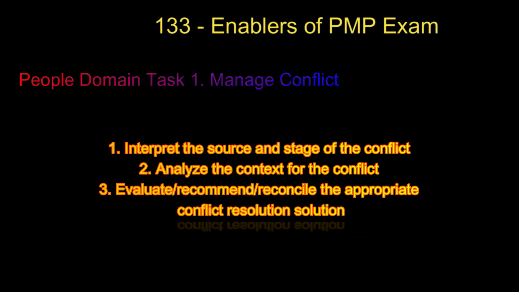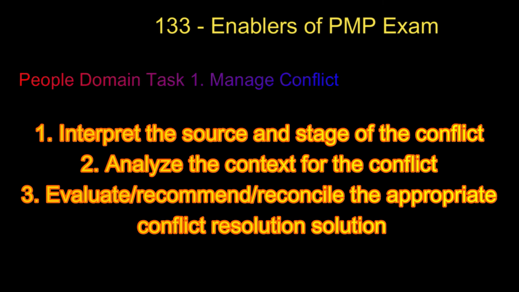People domain task 1, manage conflict, has 3 enablers. First, interpret the source and stage of the conflict. Second, analyze the context for the conflict. Third, evaluate, recommend, and reconcile the appropriate conflict resolution solution.